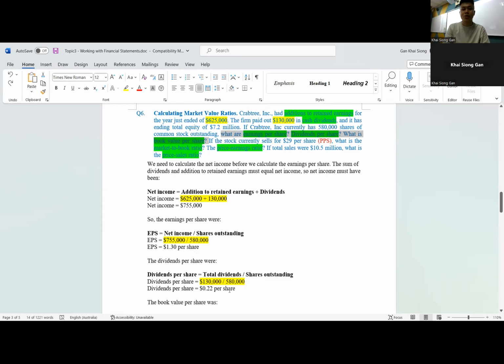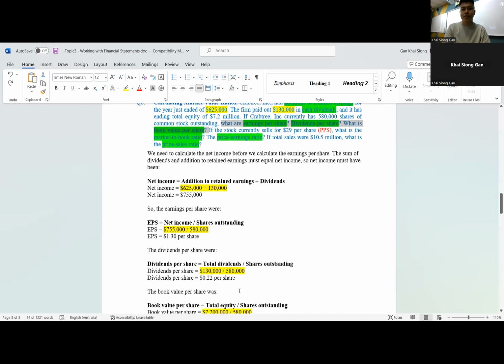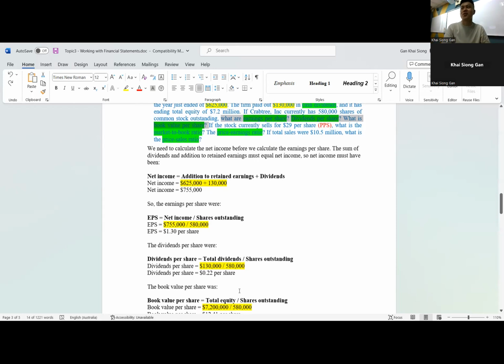Okay, then you calculate dividend per share. Very easy. Actually, if you can remember all the formulas, it will be easy. If you cannot remember the formula, then it will be very hard. So for dividend per share, you use your cash dividends, your total dividends divided by total shares. Total dividends is how much? 130,000. Here, highlight in yellow. Shares outstanding means total shares. I repeat, shares outstanding means total shares. So what is the total shares? 180,000. So divided by each other, you get the answer, 0.22 per share. It depends on how well you remember the formula.